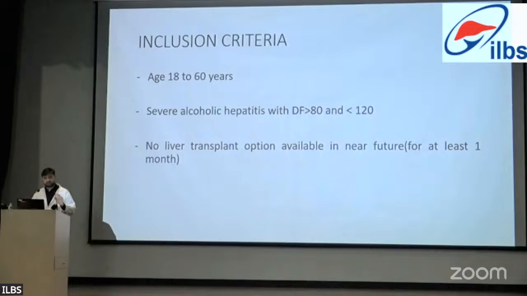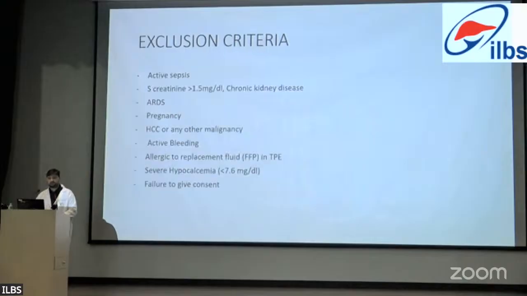This was our inclusion criteria. Patients were taken from 18 to 60 years, with severe alcoholic hepatitis with DF more than 80 and less than 120, and patients who have no transplant options in the near future for at least 1 month. In these patients, we have done the plasma exchange. Our exclusion criteria were active sepsis, creatinine more than 1.5, chronic kidney disease, ARDS, pregnancy, HCC, and active bleeding.